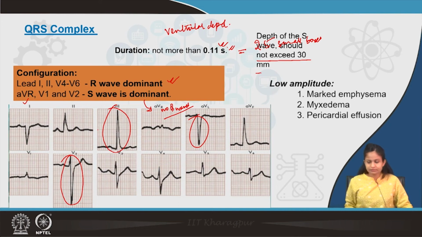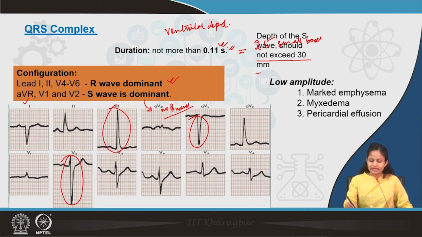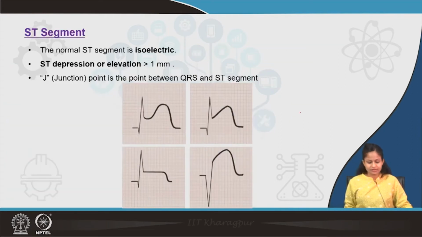So, this is all about your QRS complexes. Low amplitude of QRS complexes is seen in marked emphysema, pericardial effusion and myxedema. These are the important causes where you get low voltage QRS complexes. High voltage QRS complexes are seen in ventricular hypertrophy, since it is an event of the ventricles.